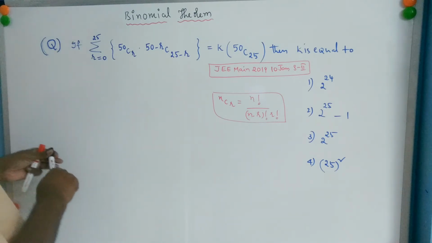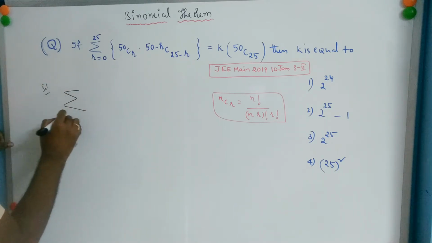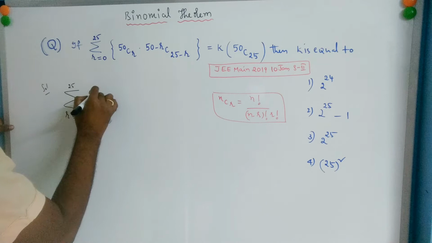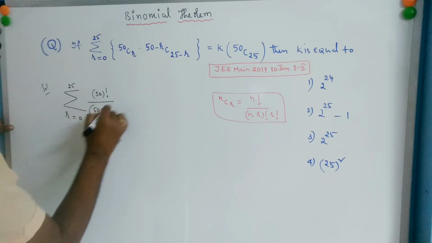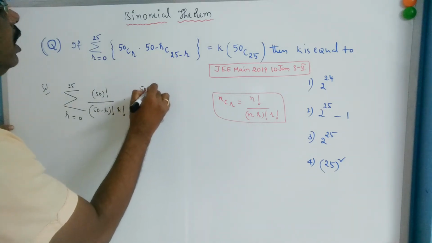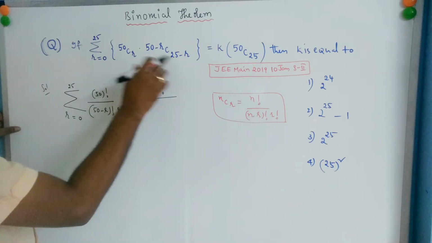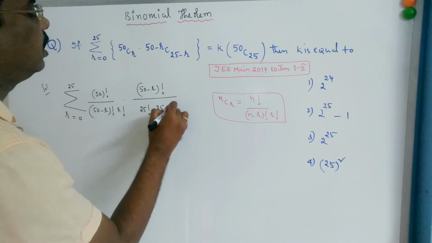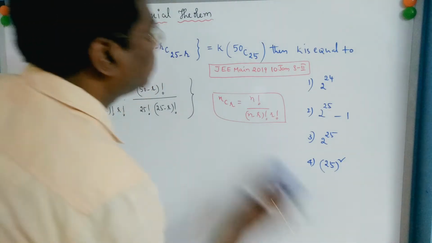Now here sigma r is equal to 0 to 25. Using the nCr formula, 50 factorial by 50 minus r factorial into r factorial, into now 50 minus r factorial by 50 minus 25 factorial into 25 minus r factorial, is equal to k into 50C25.